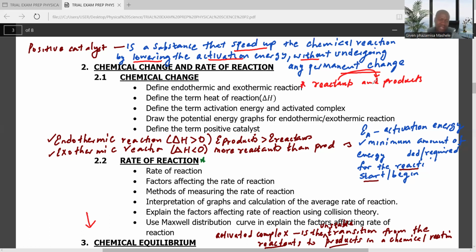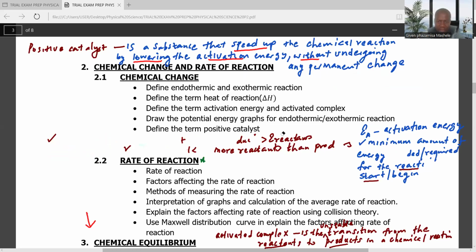However, we'll talk about that when we get to chemical equilibrium, ladies and gentlemen. So it's very important for a learner to understand this, not just learn it. Right. Let's now go through the issue of graphs, ladies and gentlemen. A learner must be able to interpret the potential energy graphs in terms of endothermic and exothermic reactions.